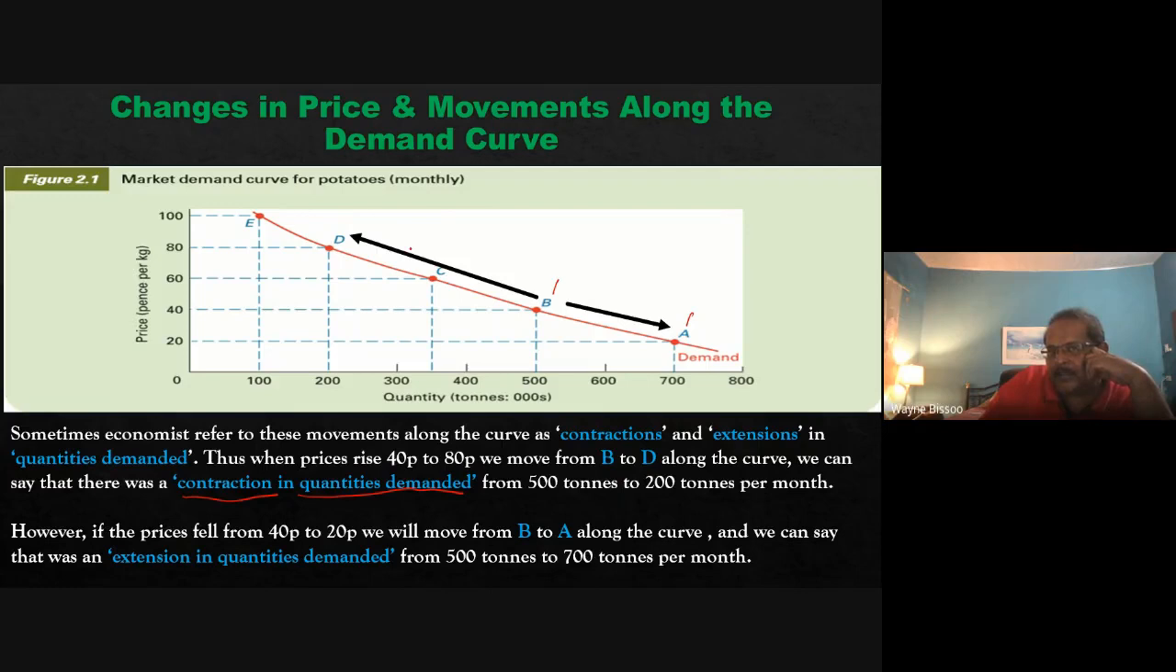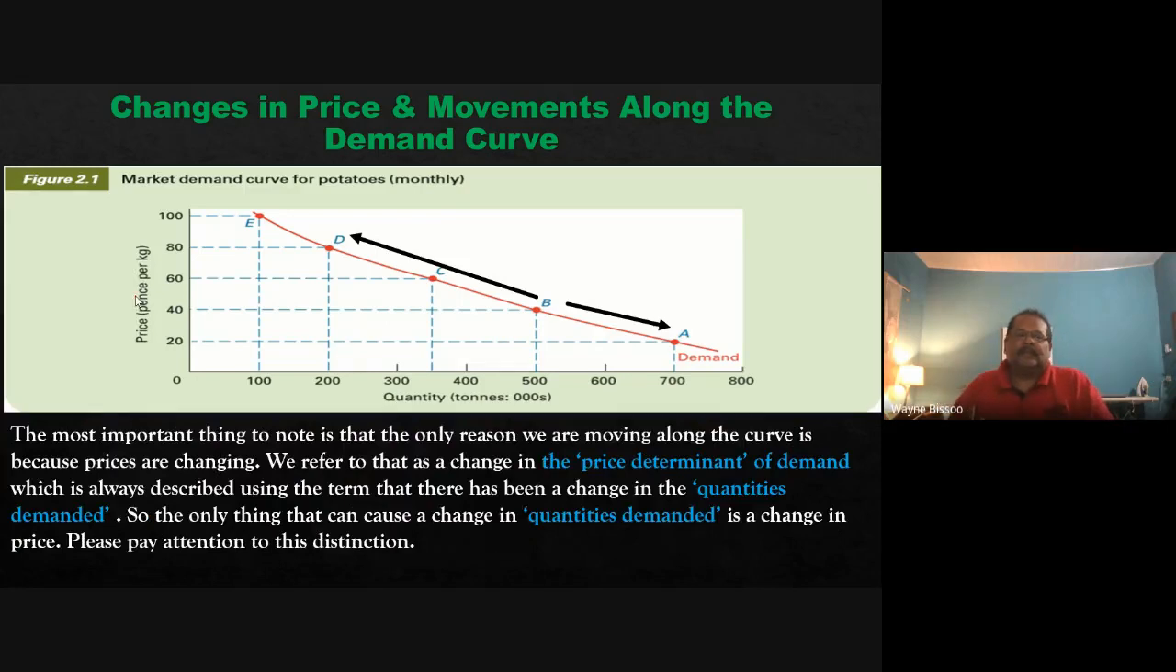The only thing that is causing the quantities demanded to change is a change in price. Now we refer to that as the price determinant of demand. The only thing that causes us to change the quantities demanded is if there are changes in price. Okay? And that phrase is always going to be described as a change in quantities demanded. That's the thing that we have to pay attention to. That's why I made the statement, pay attention to that distinction.